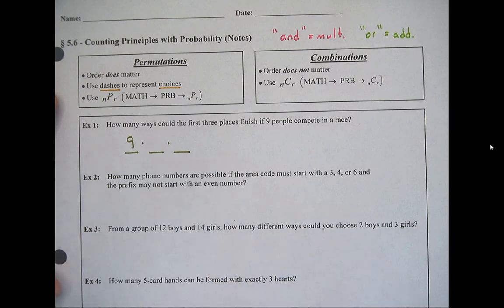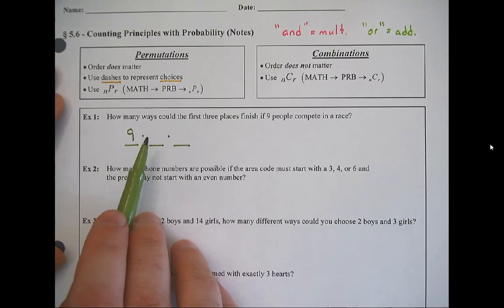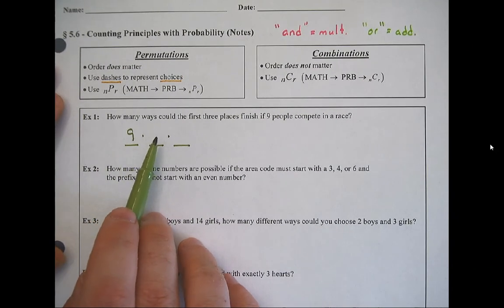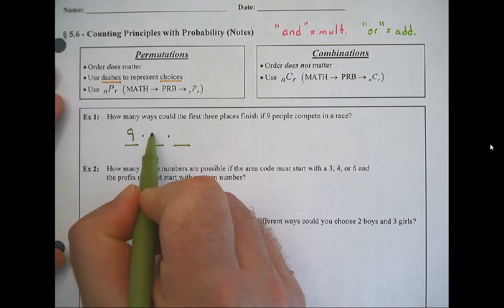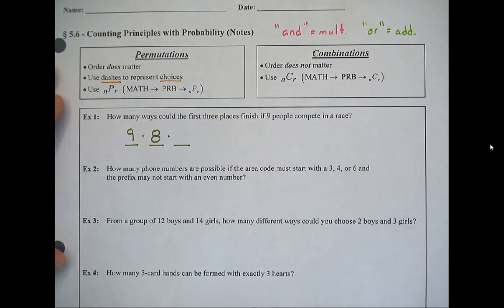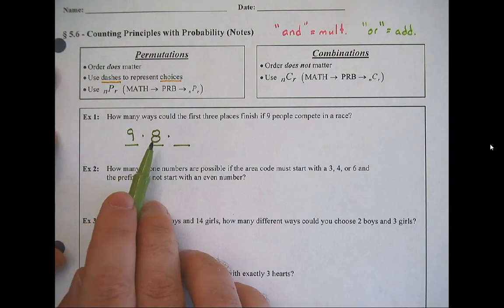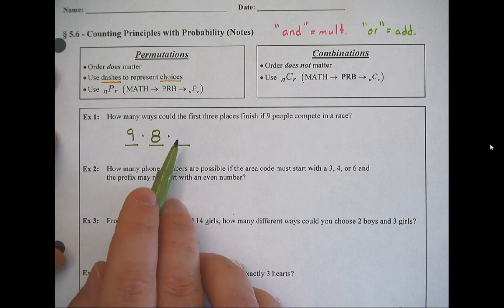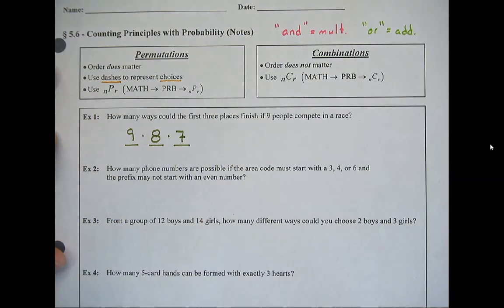Then I move on to my second choice. Now remember, you've already picked somebody to be in first place. So how many options do you have for your second choice? Well, you've already picked somebody to be first. That means there are now 8 people left over that could be in second. Now you've picked a person for first, a person for second. How many options do you have for third place? And then there's 7 options.